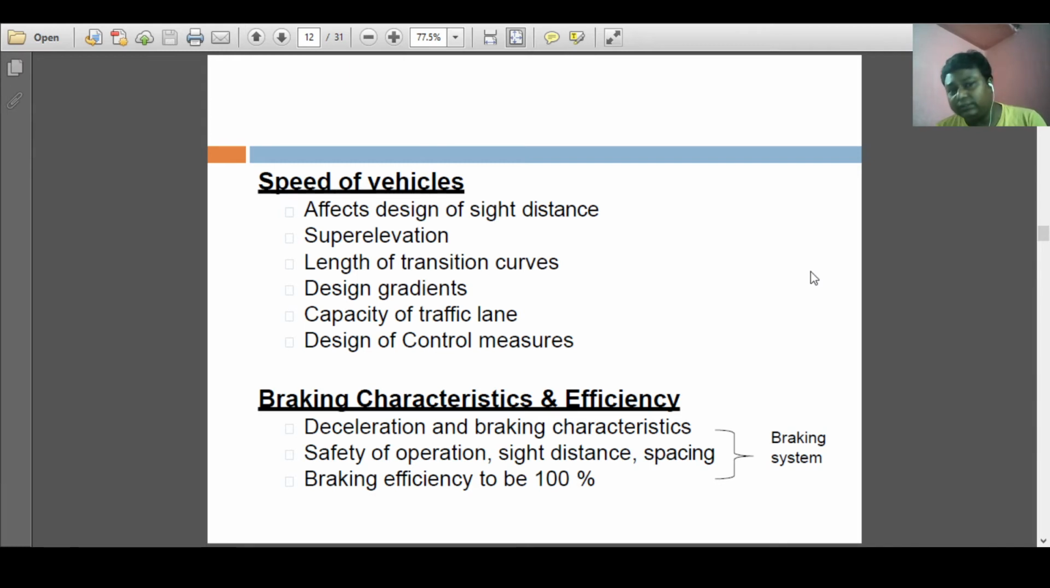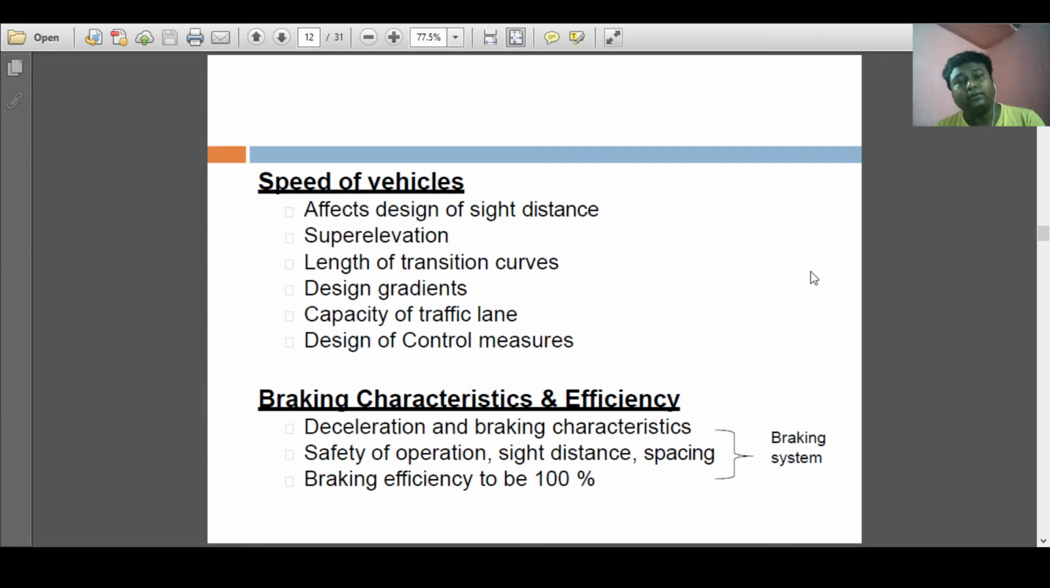Let me discuss one by one. First, the effect on the design of sight distance. For the design of sight distance, the speed of the vehicles is very important, because based on the speed we have to decide whether we will overtake the vehicle or give a pathway to that vehicle. Next is the super elevation. In the geometric design for the super elevation part, the speed of the vehicles is highly essential. Next is the length of the transition curve.